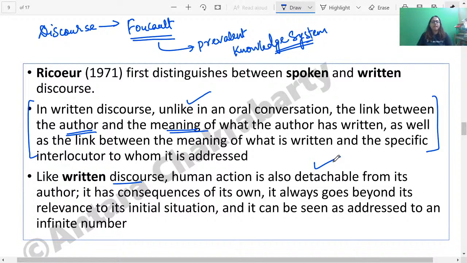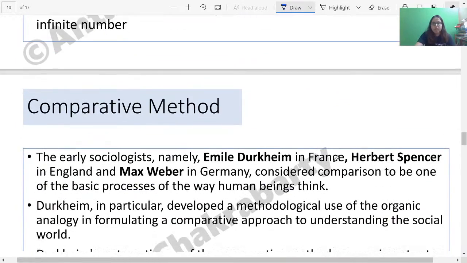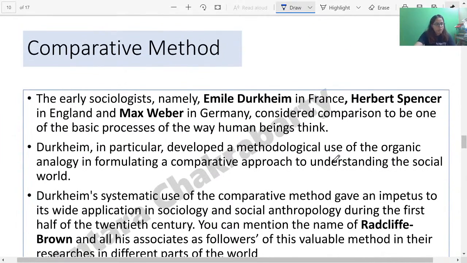We have so many writings as such where it is beyond the relevant situation. People are writing about future, people are writing about past, and it can be of any time. Whereas in oral, this thing gets restricted. You cannot talk about these things beyond the limit. Okay? Now, the next topic that we see here is comparative method.